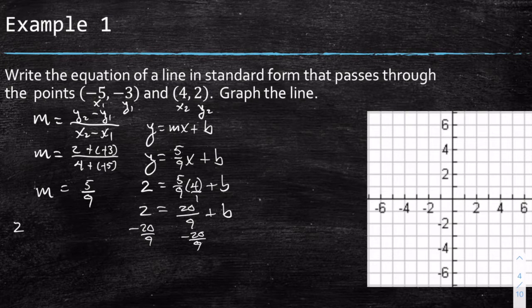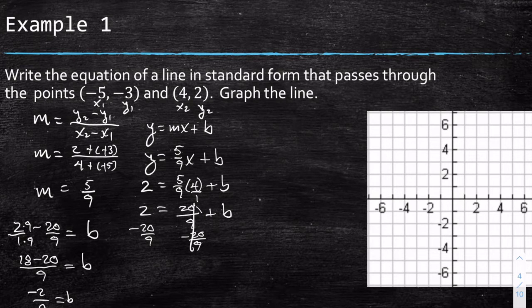2 minus 20 over 9 is equal to, and this is 0 over here, so b is all by itself, is equal to b. Well, we can write that 2 as 2 over 1, and that prompts us to say, oh, I need the same denominator, so I'm just going to go times 9 and times 9. And so this really looks this way: 18 minus 20 divided by 9 is equal to b. 18 minus 20, that's -2 over 9, and that's equal to b.